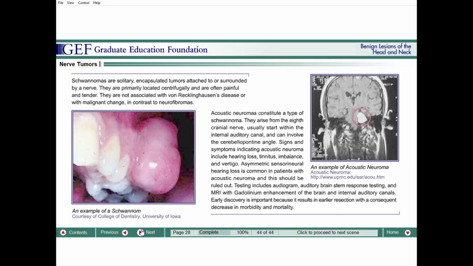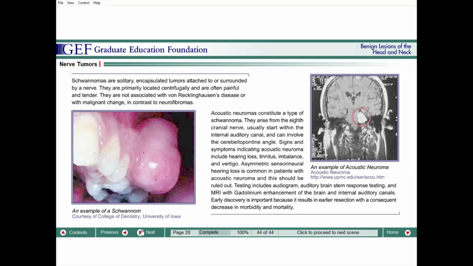They arise from the 8th cranial nerve, usually start within the internal auditory canal, and can involve the cerebellopontine angle. Signs and symptoms indicating acoustic neuroma include hearing loss, tinnitus, imbalance, and vertigo. Asymmetric sensorineural hearing loss is common in patients with acoustic neuroma, and this should be ruled out.